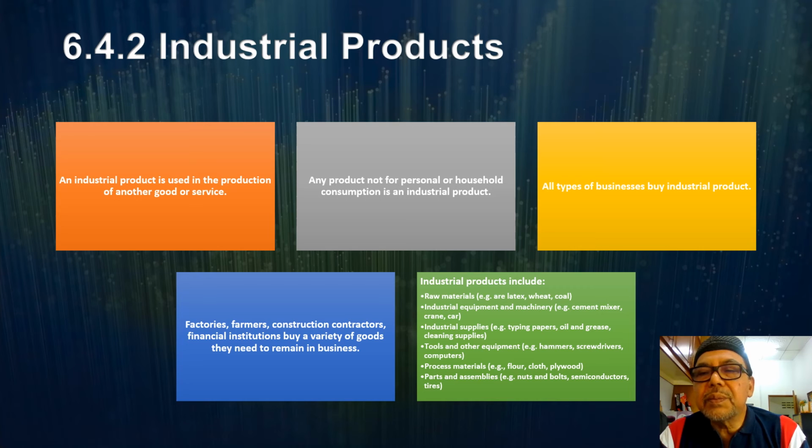All types of business buy industrial products. Factories, farmers, construction contractors, financial institutions buy a variety of goods. They need to remain in business. For example, a contractor building a house needs to buy a variety of goods: cement, steel, timber, tiles, everything to construct a house. Industrial products include raw material and so on. I already explained the industrial product. It's all mentioned there in the notes.